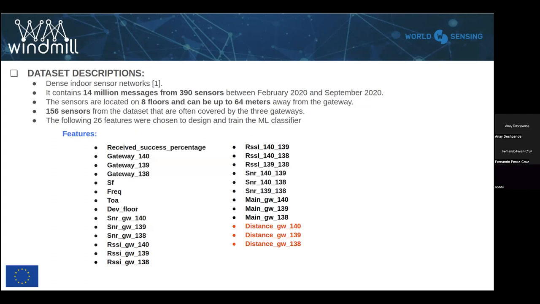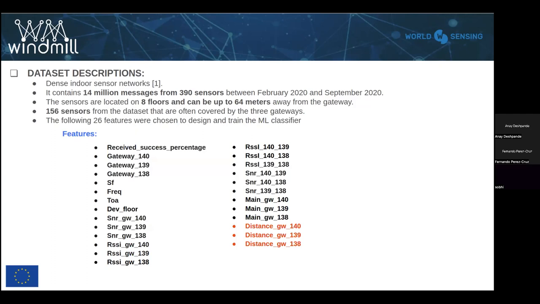And we found it useful for increasing the accuracy to calculate the difference between the received RSSI and SNR between the gateways. For example, this is the difference between the received RSSI at gateway 140 and 139. And here is the main gateway. It will tell you that most of the time this node will deliver the highest RSSI to this gateway.